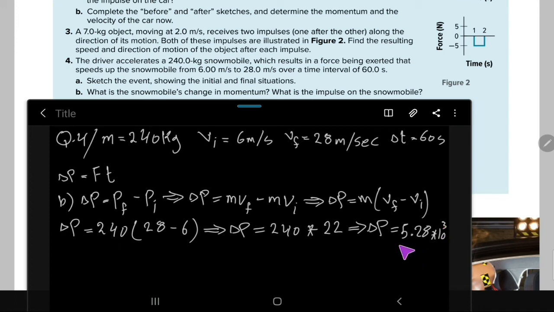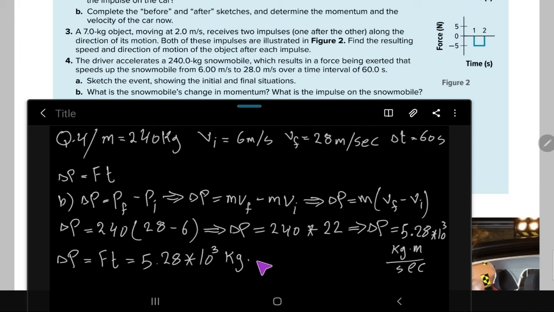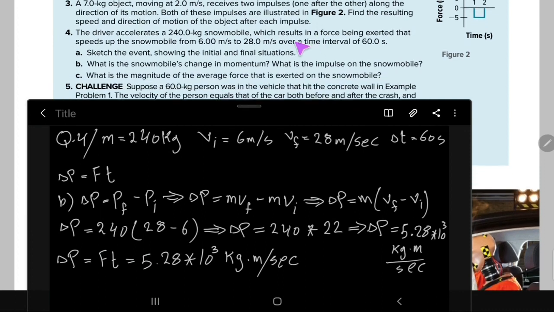The units that we have here are kilogram meter over second. This is for the momentum, and as we said, the change in momentum is equal to the impulse, and that's equal to 5.28 times 10 to power 3 kilogram meter over second. Now we finished B.